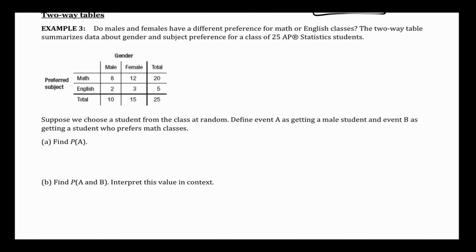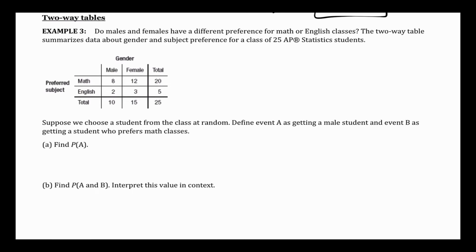So two-way tables are called two-way tables because they tell us two types of information, two different pieces of information, right? So there's usually one option along the top and there's another option along the side. So the two things that they're telling us on A is gender and preferred subject. Those are the two subjects. That's why it's called a two-way table. There's always two things that they're telling us.